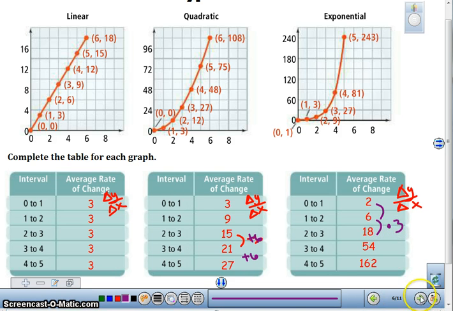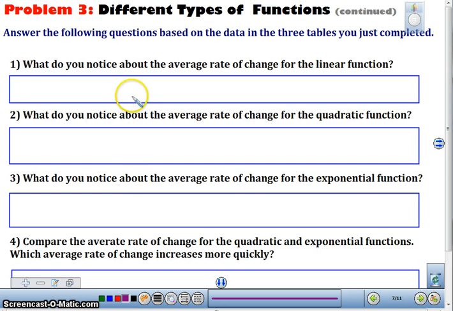So as we look at those, we now want to think about, in this next situation, your last page of notes. Here it says we want to look at these different types of functions, and answer the questions based on the data on the 3 tables as you look at your notes up above. It says, what do you notice about the average rate of change in the linear function? In that rate of change from the first table, in that first graph, we should have noticed that the rate of change is constant. It is always the same number. All of those rates of change were actually 3.